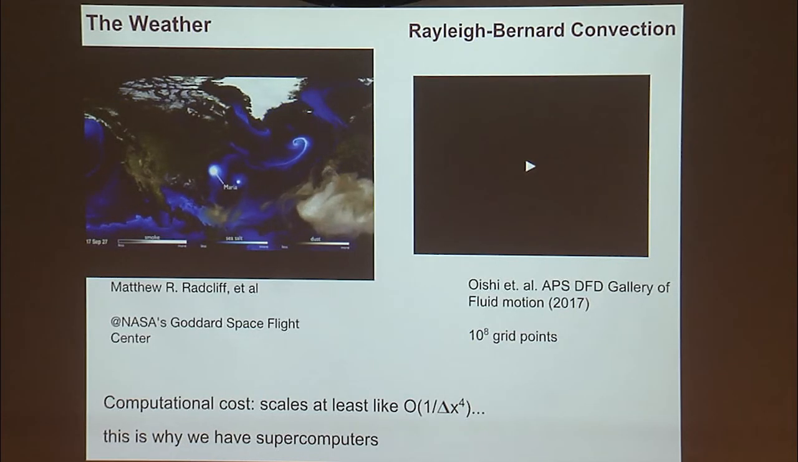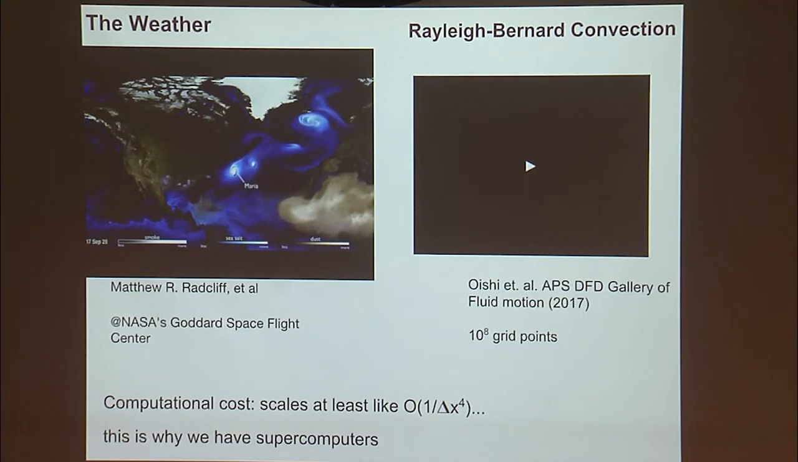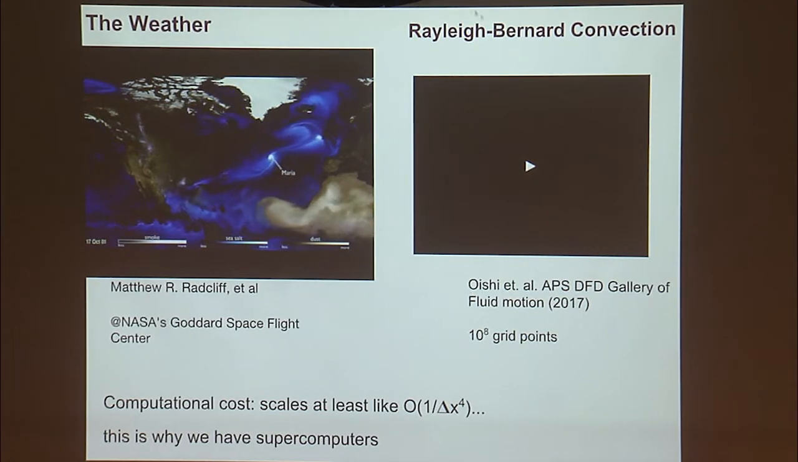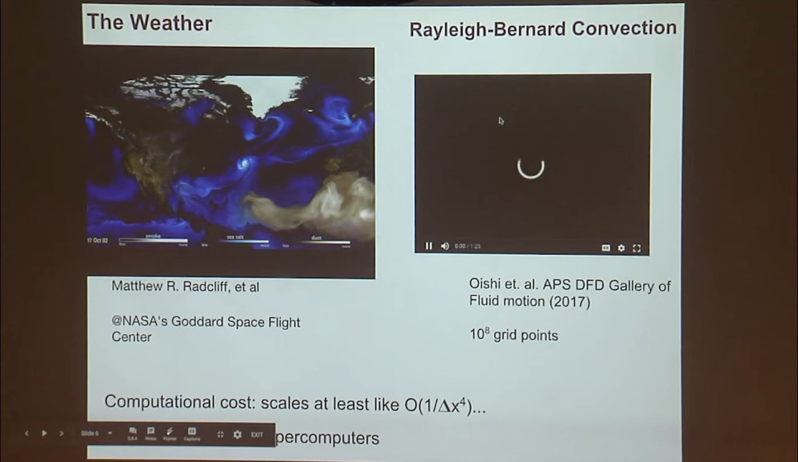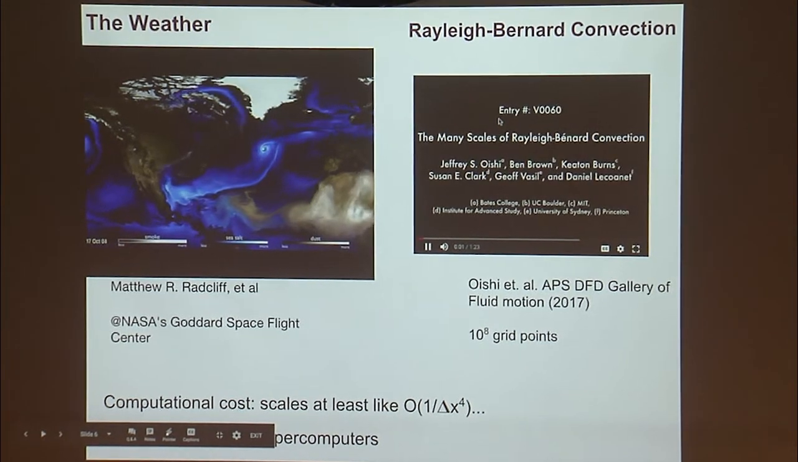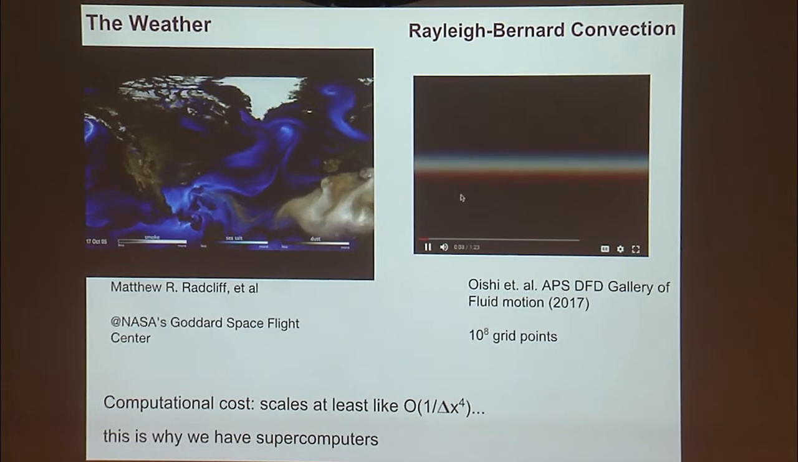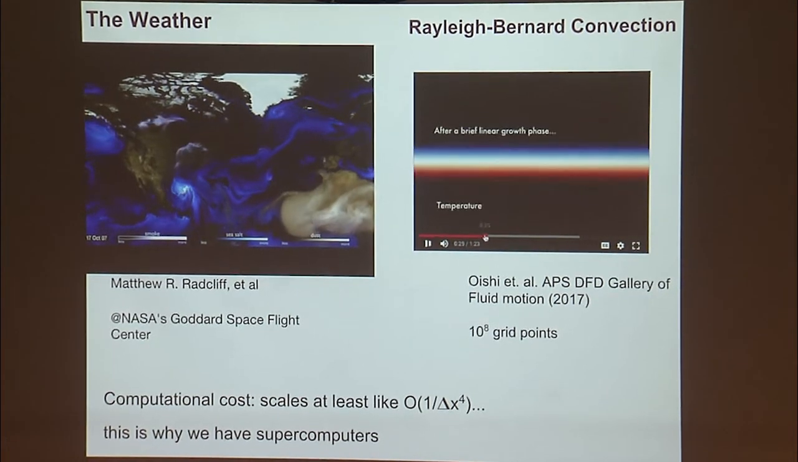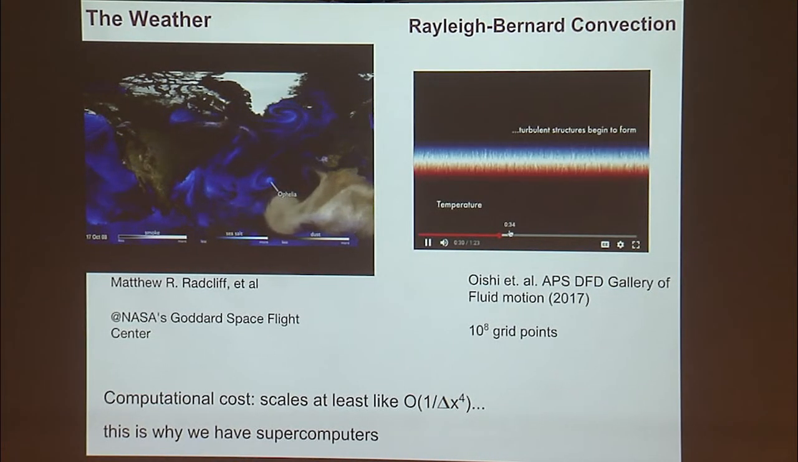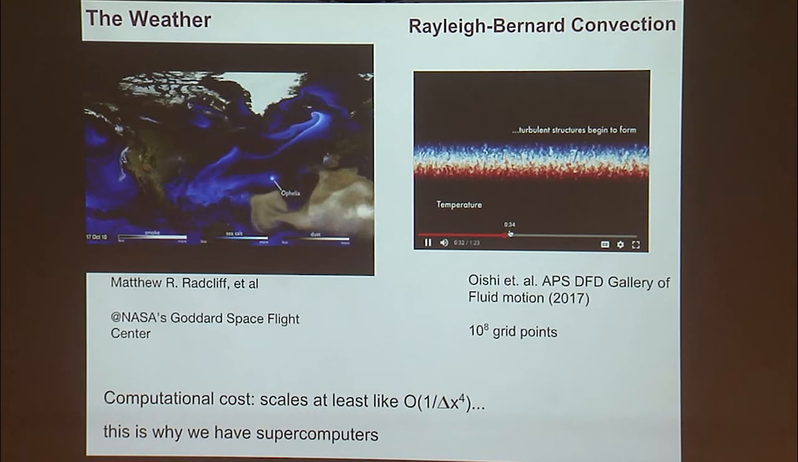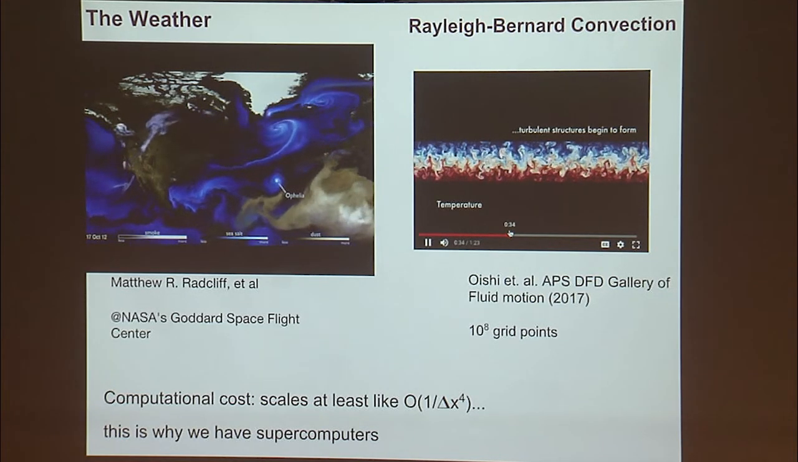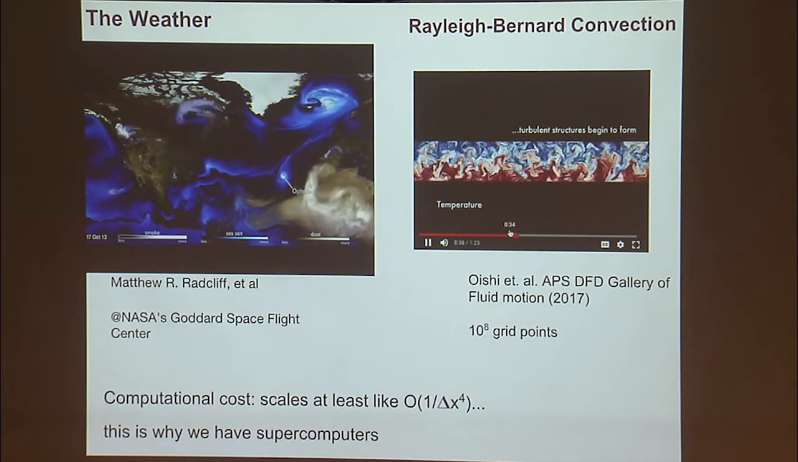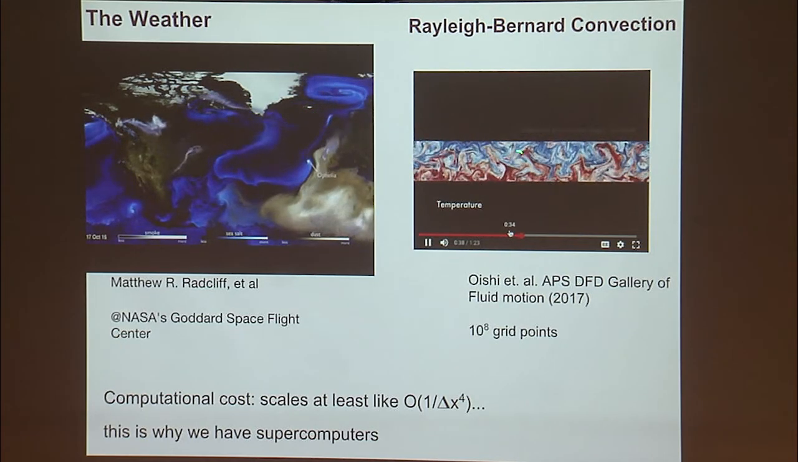So on the right, there's a simulation of Rayleigh-Bernard convection, which seems to not be playing unless I click. Oh, and I didn't want to start it at the beginning. Rayleigh-Bernard convection is one of these boring things that only fluid mechanicians love. You heat from below, you cool at the top, and what you see are just tremendous structure.